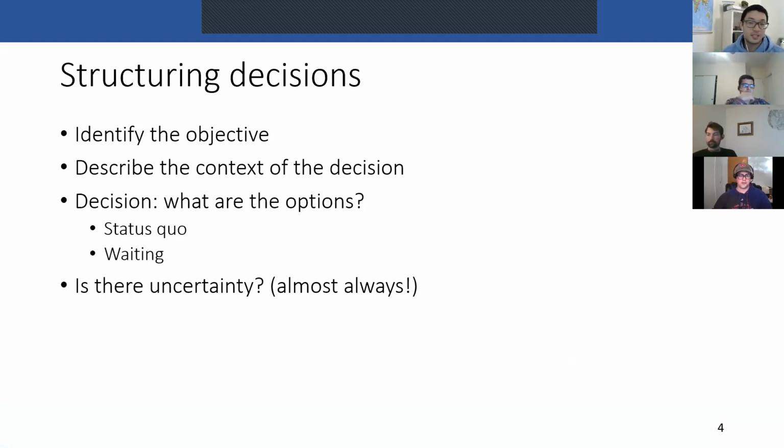Okay, so the basic steps: you want to identify your objective, describe the context of the decision, think about what your options are, and then also think about uncertainty. The uncertainty part we'll cover a lot more in the coming lectures, but we're going to figure out how to set up this structure today.